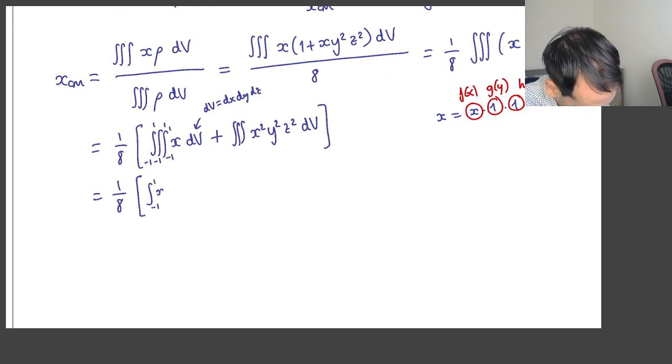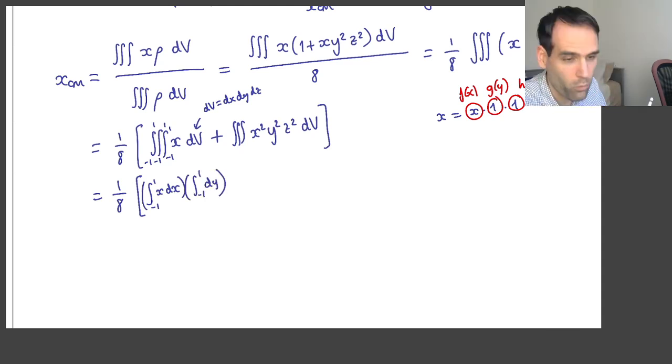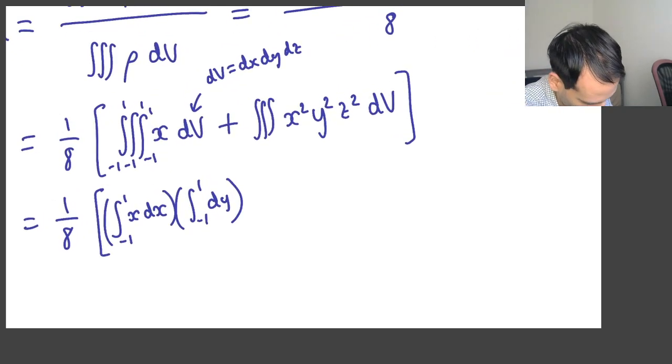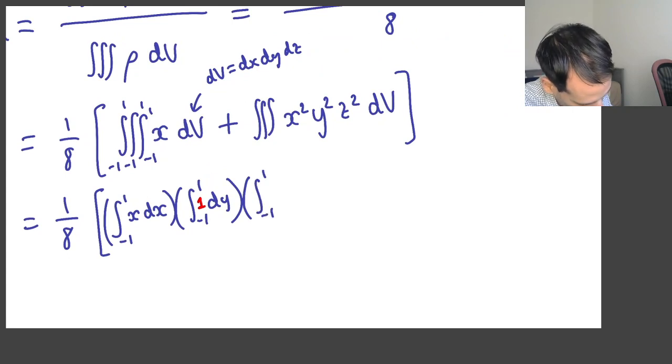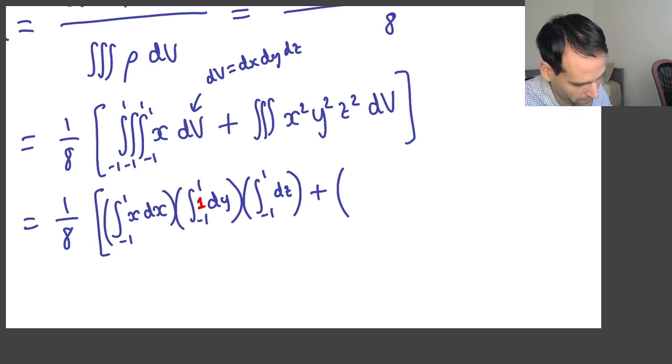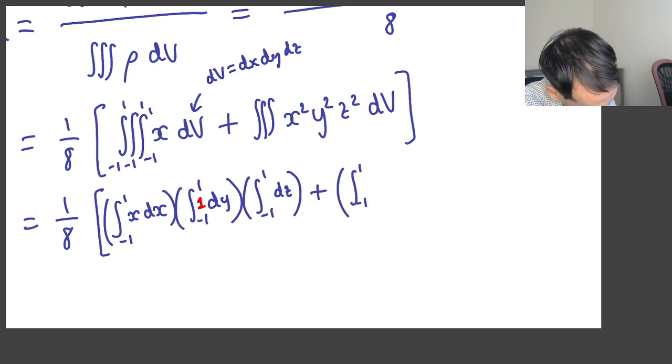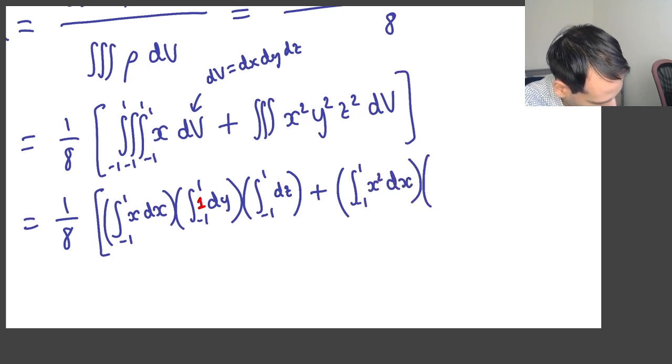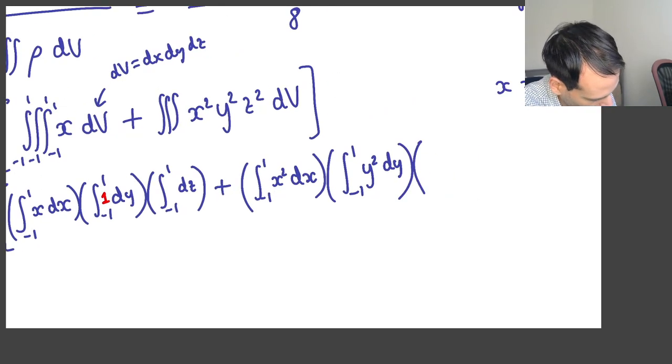The integral from -1 to 1 of x dx, times the integral from -1 to 1 of dy with a 1 implicit here, so I don't have to write a 1, but I could if I want, and the integral from -1 to 1 of dz. That's the first integral, plus the second integral, where I can also apply separation of integrals because this is a function of x times a function of y times a function of z. So the integral from -1 to 1 of x² dx times the integral from -1 to 1 of y² dy times the integral from -1 to 1 of z² dz.